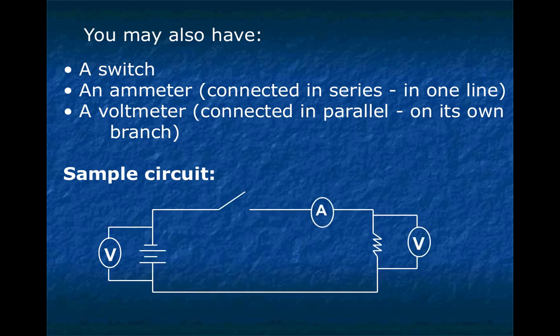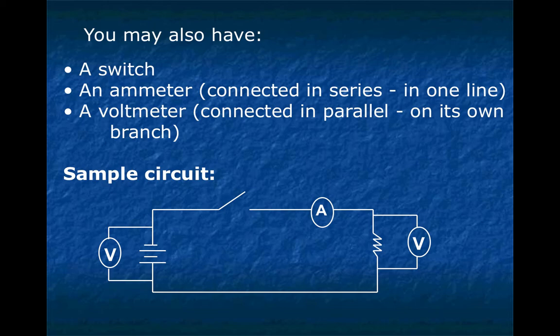Other things that you may have in a circuit. You may have a switch. You may have an ammeter. Right? An ammeter is going to be connected in series. Right? Series means in one line. In another video, we'll talk specifically about series circuits. You'll also have some voltmeters, which are connected in parallel.